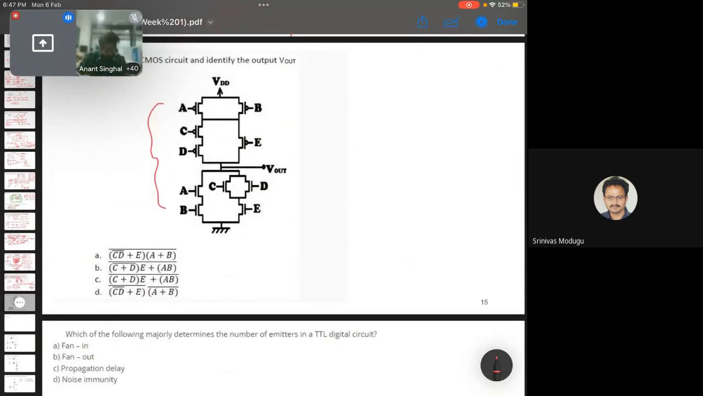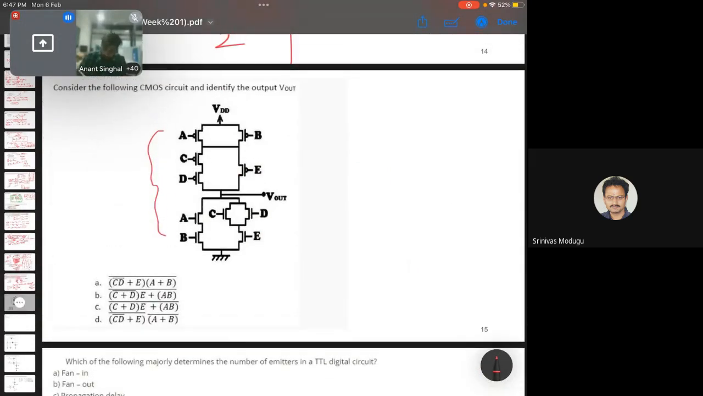So now I'll proceed to the question that we have. Here this is again a CMOS logic, so we'll just look at this section. Here we can see A and B are nothing but in series, and this whole is in parallel with this thing. So the final answer will contain something like A into B plus the solution of this thing. Now we can see C and D are in parallel, which means it is nothing but OR logic, C plus D, and which is in series with E. Is there any doubt in this part?